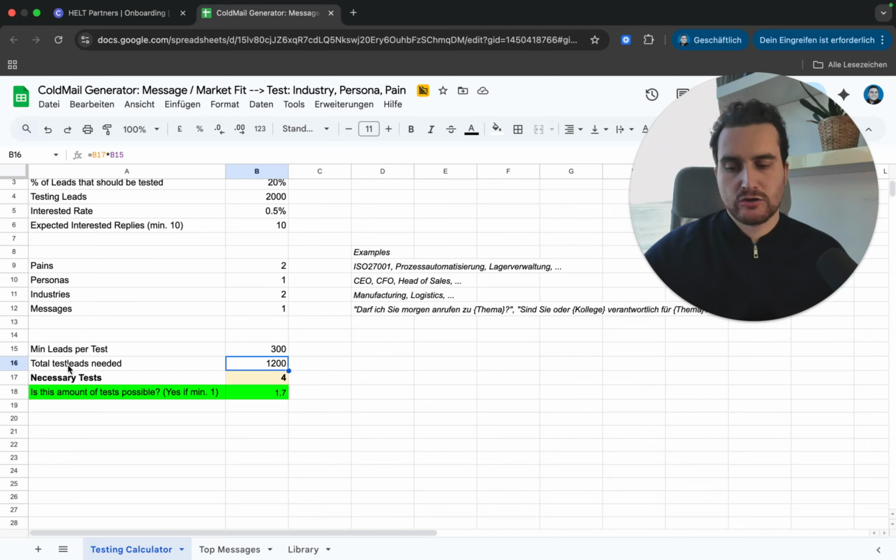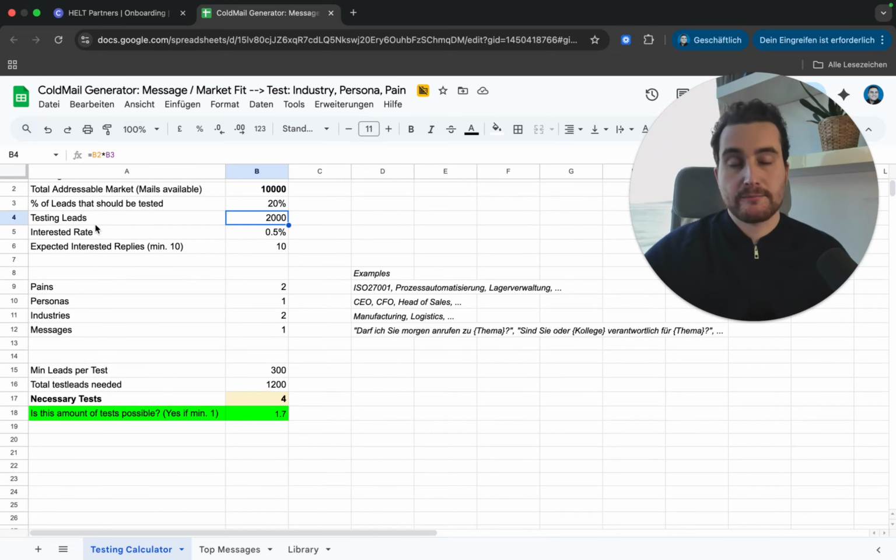So this is possible. But now let's assume you also want to test 2 different personas and 2 different messages. Suddenly you would need 4,800 test leads. Not possible. Means you would only be able to, for example, test 1 message and 1 pain point, but therefore 2 personas and 2 industries.